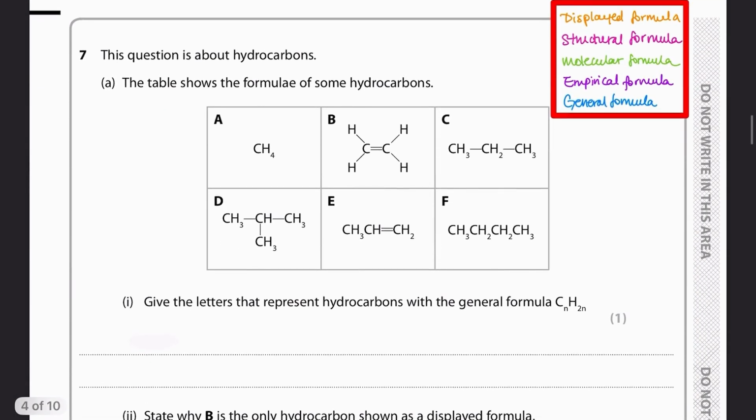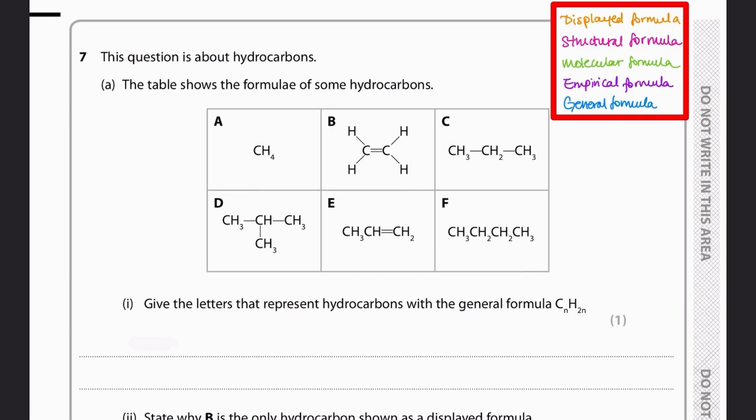Next question. Okay. So the more we do this, the more you get used to organic chemistry. I still love organic chemistry, like when I was a student. All right, so this table shows a bunch of hydrocarbons, and these are all hydrocarbons. Remember, that is hydrogen and carbon atoms only. Give the letters that represent a hydrocarbon with the general formula CnH2n.